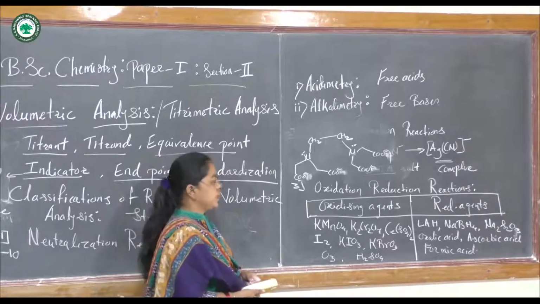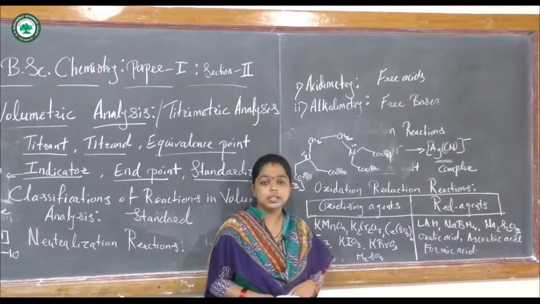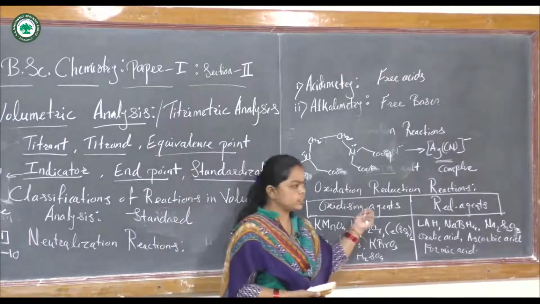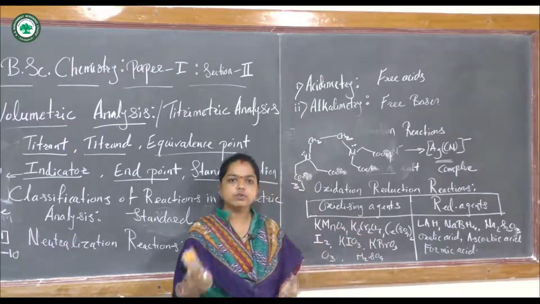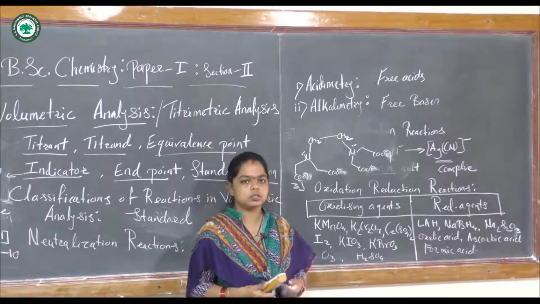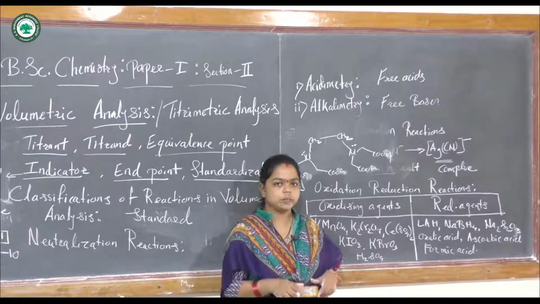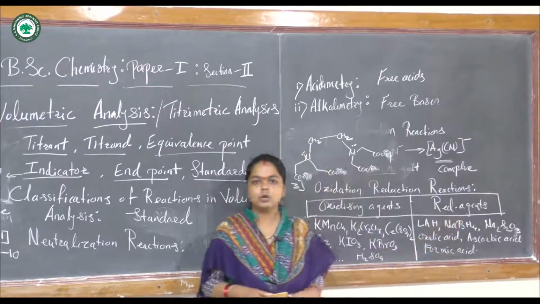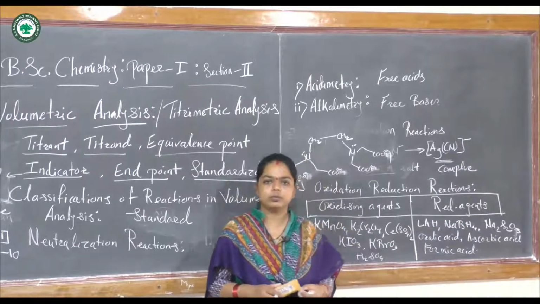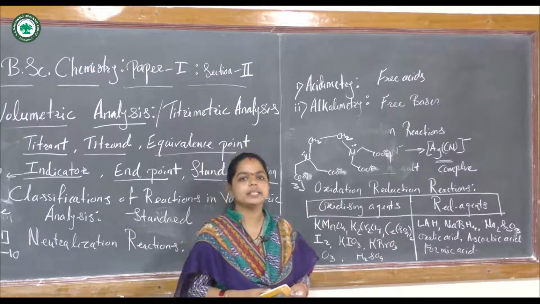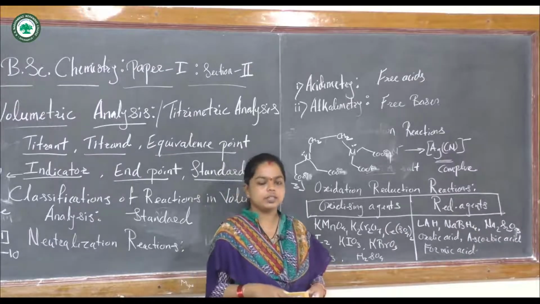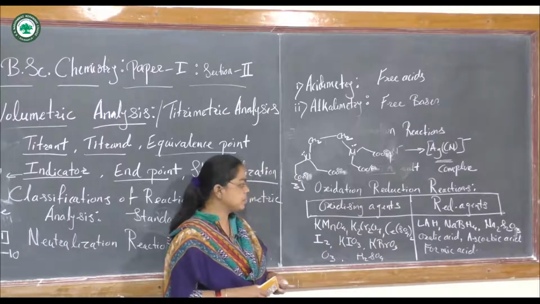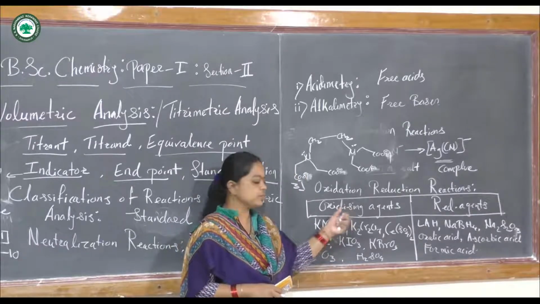In this case, oxidizing agents and reducing agents are titrated with one another. Oxidizing agents are compounds that force another compound to lose electrons, and they themselves undergo reduction. A reducing agent is a compound which forces another compound to gain electrons, and itself undergoes the oxidation process. A number of examples are given for oxidizing and reducing agents.